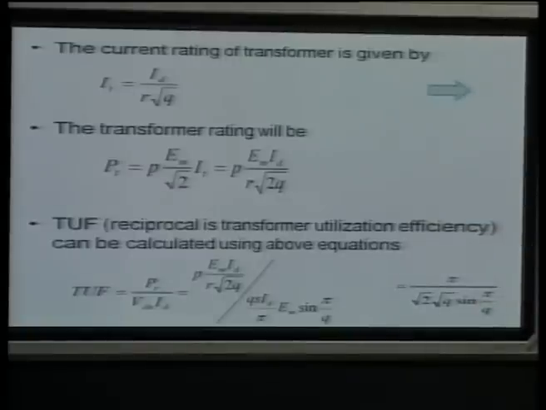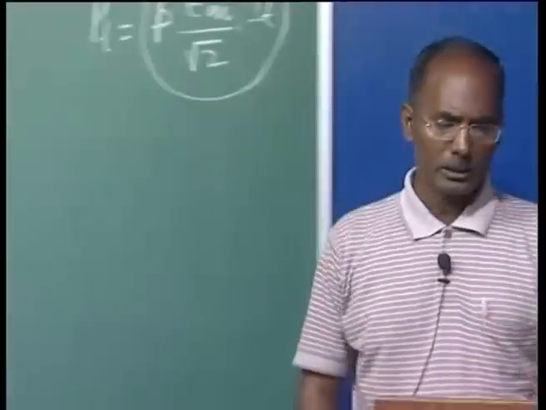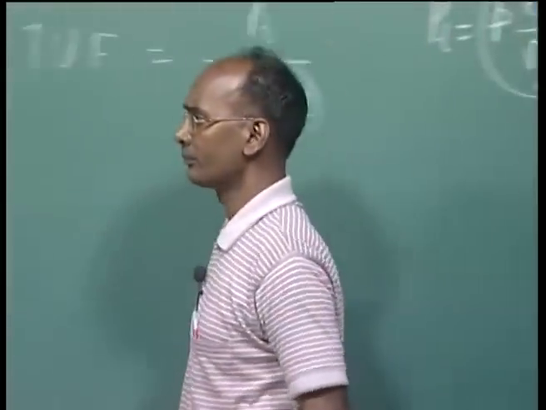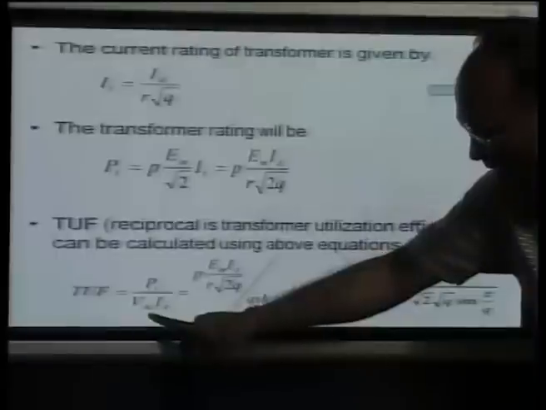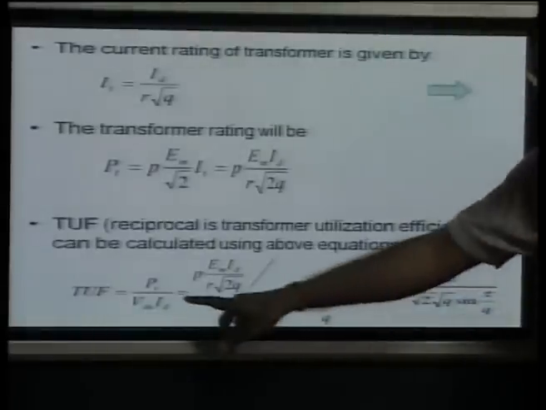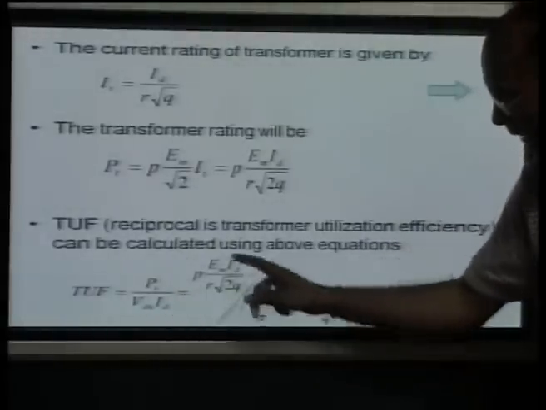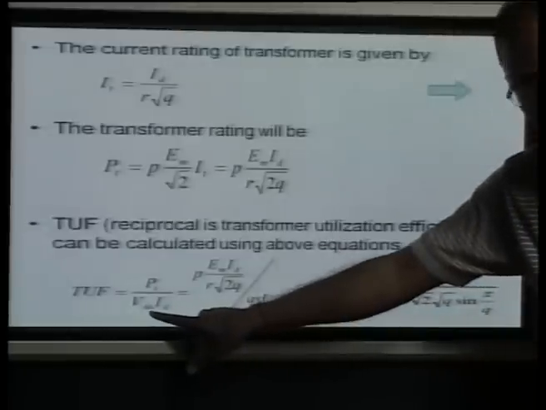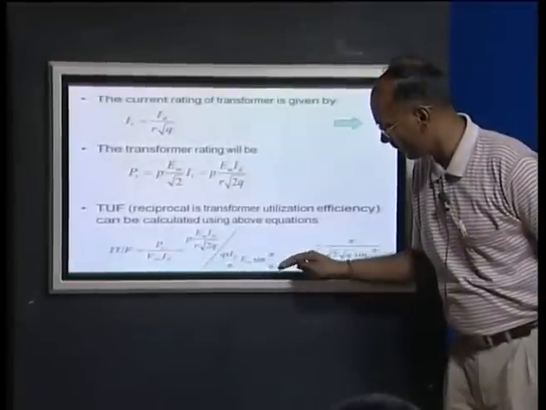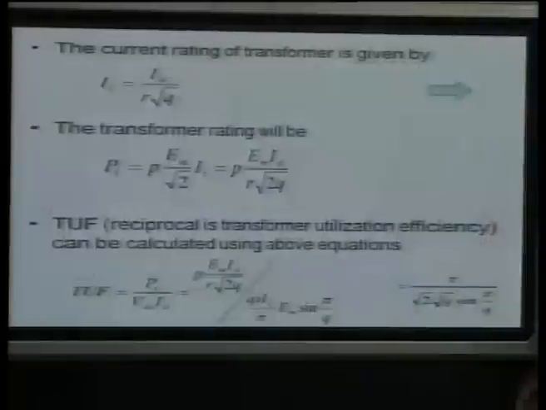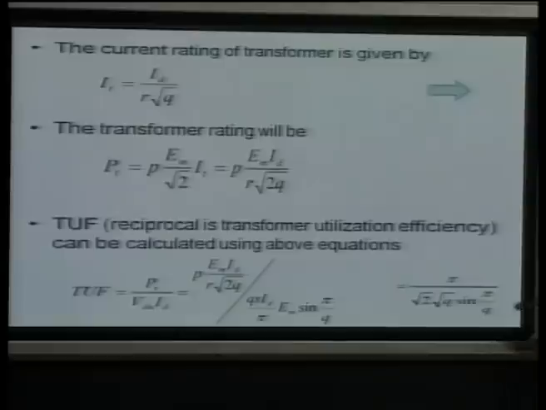Now, again the transformer utilization factor. If we are going to calculate this value, just put the values of ID and VD here. This VD which I wrote here, we are talking about no delay, so it is VDO into ID. Just put this value and simplify, because VDO we have already expressed in terms of Q and sin pi by Q. Simplify this expression and you are going to get the transformer utilization factor, which is pi over root 2 root Q sin pi upon Q.